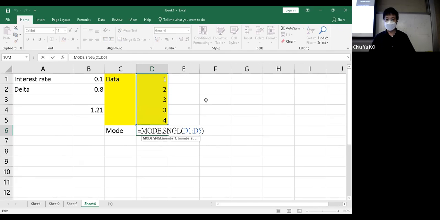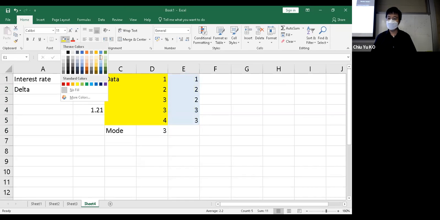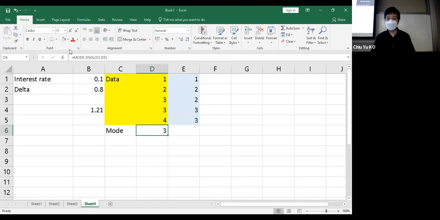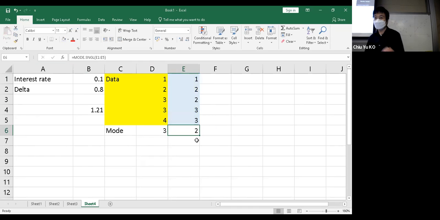Let's see what happens. Suppose you have the other one, which is 1, 2, 2, 3, 3. Suppose another data set. I use another color, the blue one. Then what we do is copy and paste, right? We can copy here and paste here. Then what you see is that it picks up the first one, or the smallest one. But sometimes that's not what you want, right? Because you know actually there are 2 modes.